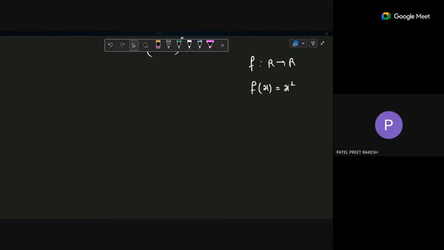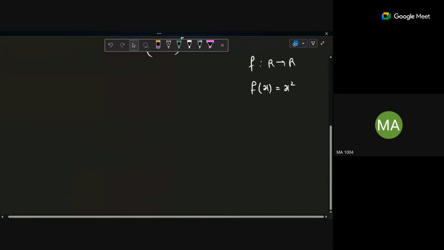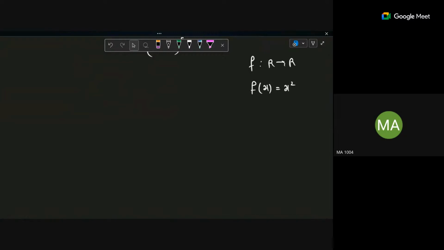Why do we not take 75C3? Sorry, what? 75C3 means, see, it says out of 75 bulbs, 3 bulbs will be defective, right? So if you calculate 75C3, what does it give you? It's the number of combinations, right?